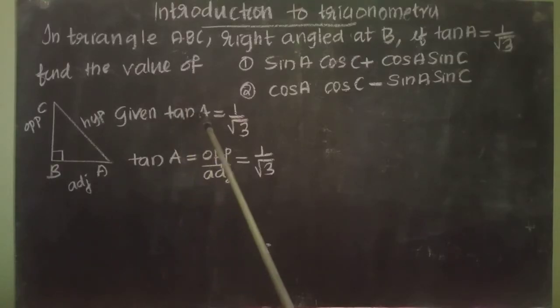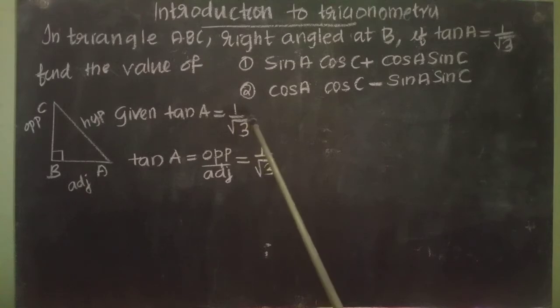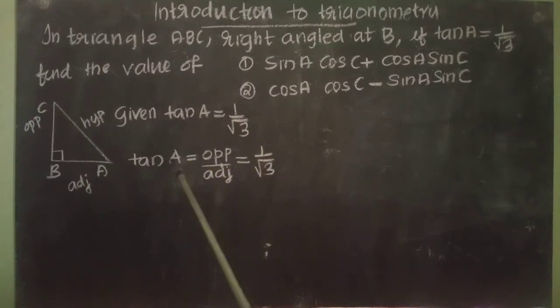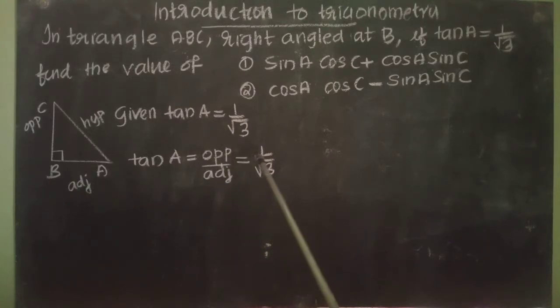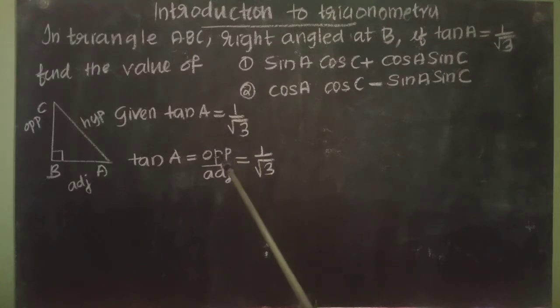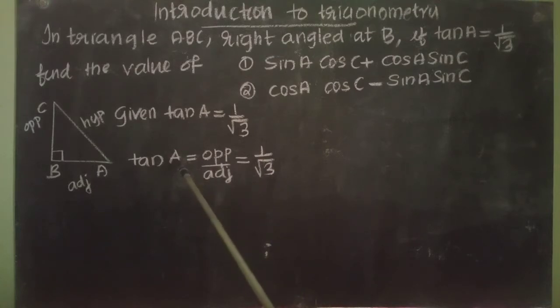Given tan A equal to 1 by root 3. Tan A equal to opposite side by adjacent side, that is equal to 1 by root 3. So, opposite side we can take as 1k, adjacent side we can take as root 3k. Here the acute angle is angle A.